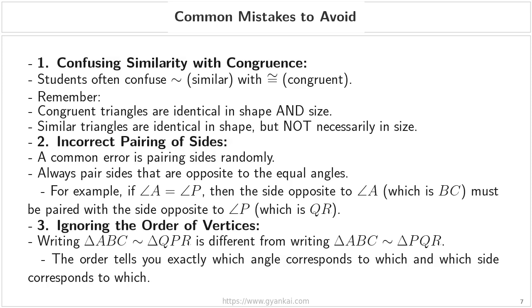Finally, never ignore the order of the vertices in your notation. This is a crucial point. Writing triangle ABC is similar to triangle QPR is mathematically different from writing triangle ABC is similar to triangle PQR. The order of those letters isn't just a convention. It is a map. It tells you exactly which angle corresponds to which and which side corresponds to which. Always double-check your vertex alignment to ensure your similarity statement is accurate. Keep these points in mind, and you'll find that working with similar triangles becomes much more straightforward.